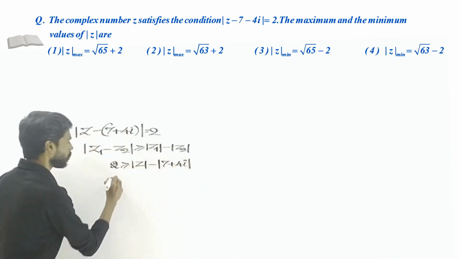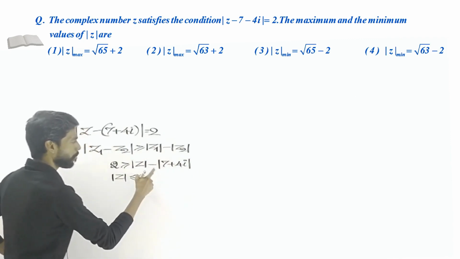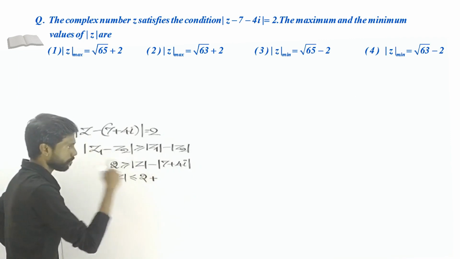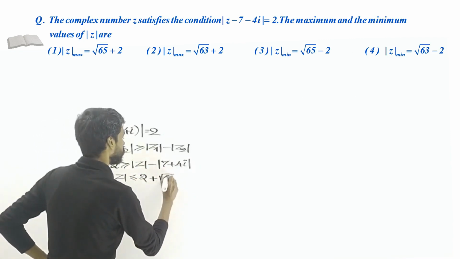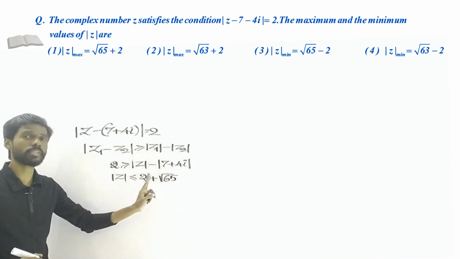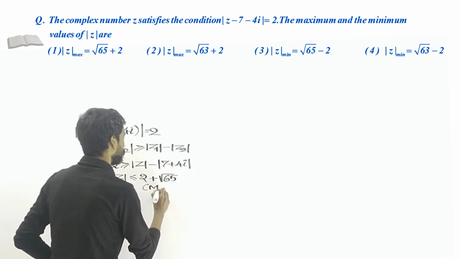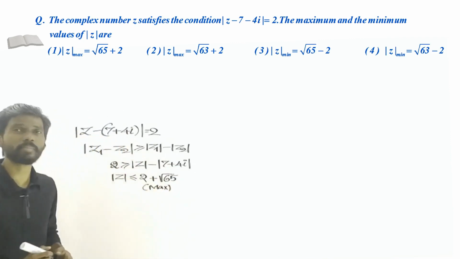modulus, okay. So that means we get modulus of z which is less than or equal to 2 plus modulus of 7 plus 4i, right? The square root of 49 plus 16, so that is root 65. That's all. Modulus of z is less than or equal to this number. That means this must be its maximum value, right? Modulus of z is less than or equal to that number, so that is the maximum value.